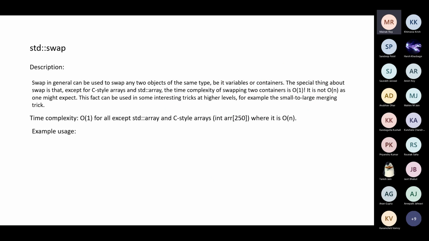std::swap. Now swapping is kind of obvious. If you have a equals 5, b equals 3, after calling swap(a, b), you will get a equals 3, b equals 5. That's pretty obvious, and swap doesn't come up that often, but it is useful sometimes.